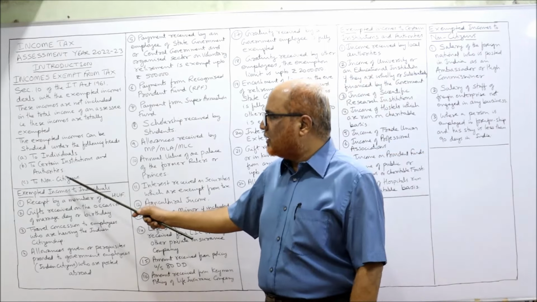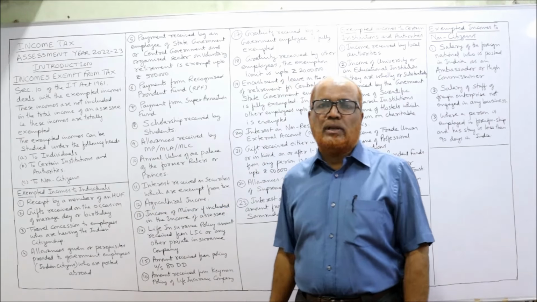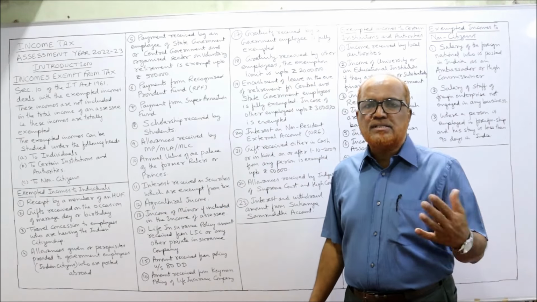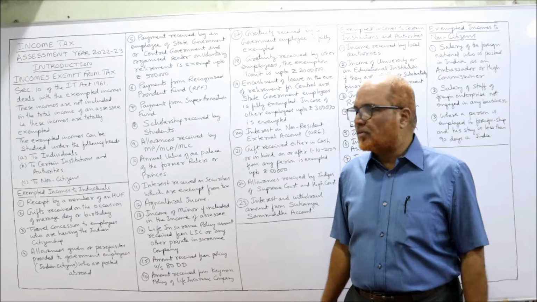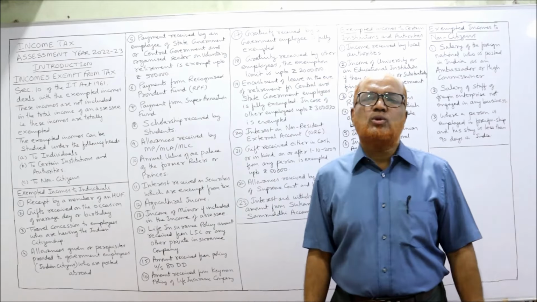First of all, I am going to explain to you about exempted incomes to individuals. So for an individual person, which are the incomes exempted from tax? First, income received by a member of HUF.